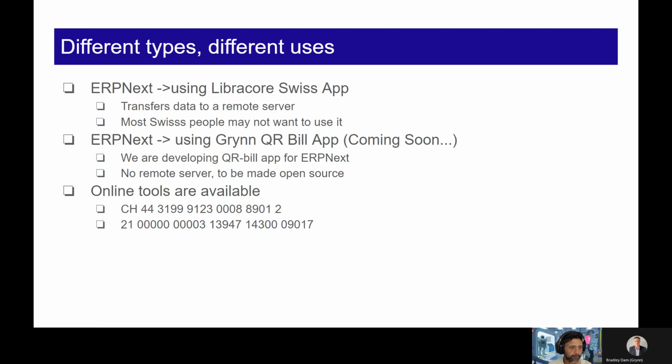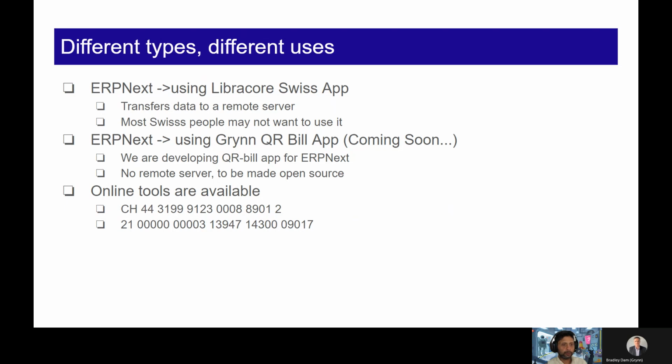So like I said, different types of QR bill have different applications. What I wanted to say in this slide is the key question we have to ask: what does it have to do with ERPNext at the moment? Does ERPNext have a way to generate QR codes or QR bills?